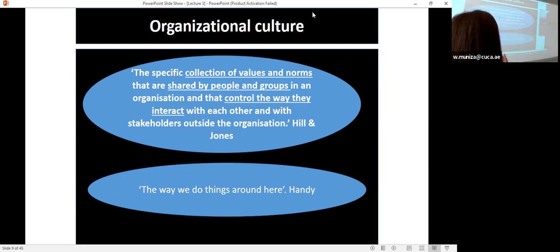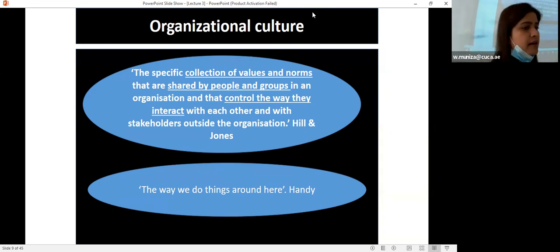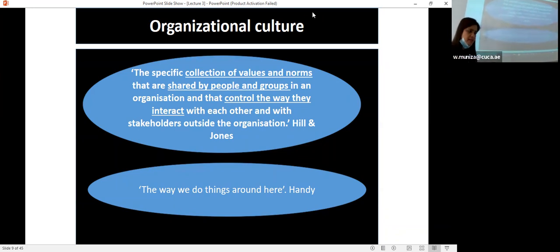So Hills and Jones tell us that the specific collection of values and norms that are shared by people and groups, which different persons and groups in the organization are following continuously, and that control the way they interact. The values and norms form a way in which different individuals interact or behave with each other, or continuously follow these practices in their departments and in their own jurisdictions, with each other and with stakeholders outside the organization. So values and norms give them a way to behave inside the organization and outside the organization with different stakeholders.